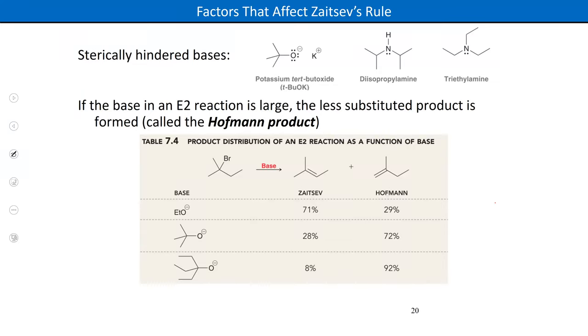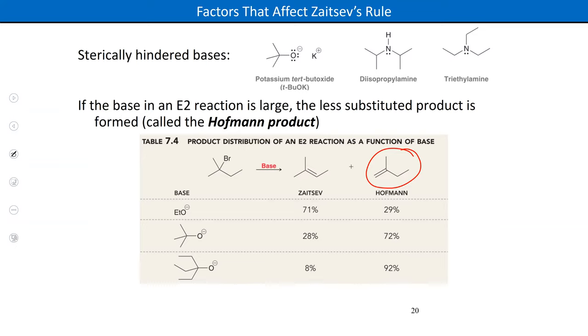Zaitsev's rule is the one that says you make the more substituted alkene, so we also call it the Zaitsev product. However, you can make the opposite product.